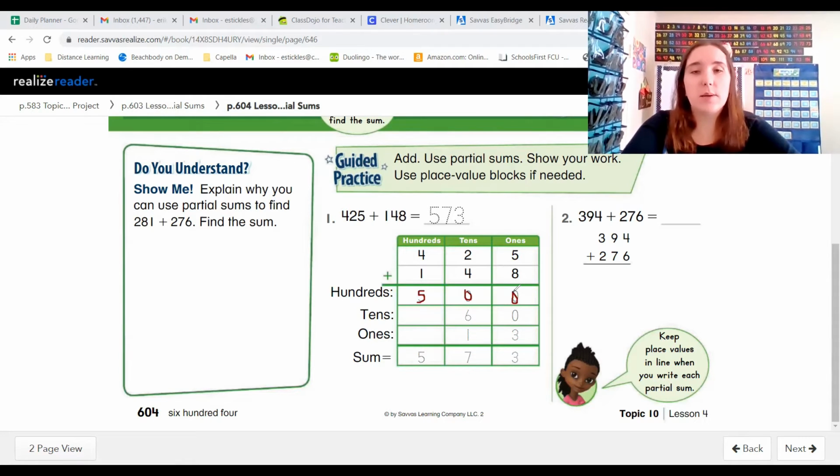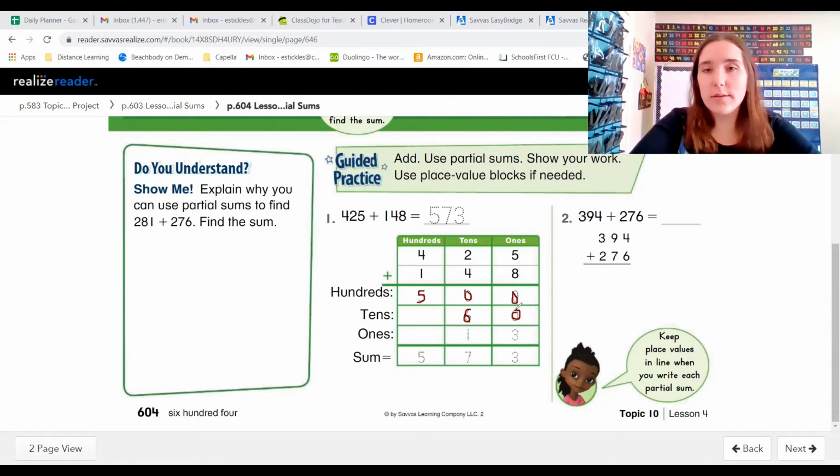Now we're going to find the partial sum for the tens. We have 2 tens plus 4 tens. Well, 2 plus 4 is 6, so our partial sum for the tens is 60. And then we have to do our ones. We have 5 plus 8. Well, I know 5 plus 8 is 13, which is 1 ten and 3 ones. So that's our partial sum for the ones. Now, this is the most important step. We have to add these up.